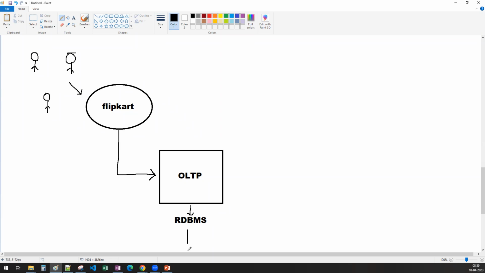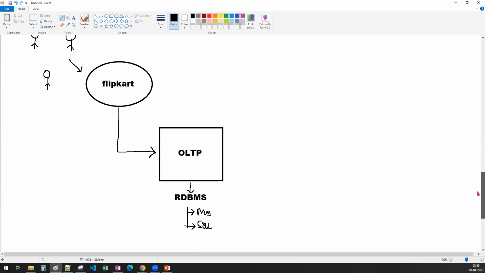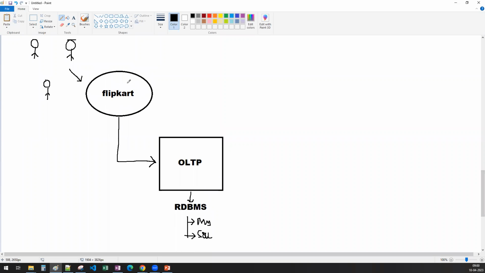Okay, for RDBMS solutions, we have plenty of options. Either you can go for MySQL, you can go for SQL Server, you can go for Postgres. Many things are there, right? So this is what happens. When some person uses an application, the data will be stored in the OLTP. That's why I say OLTP is a generic one. What is the tool, sir? RDBMS is a solution, that is MySQL or SQL Server.